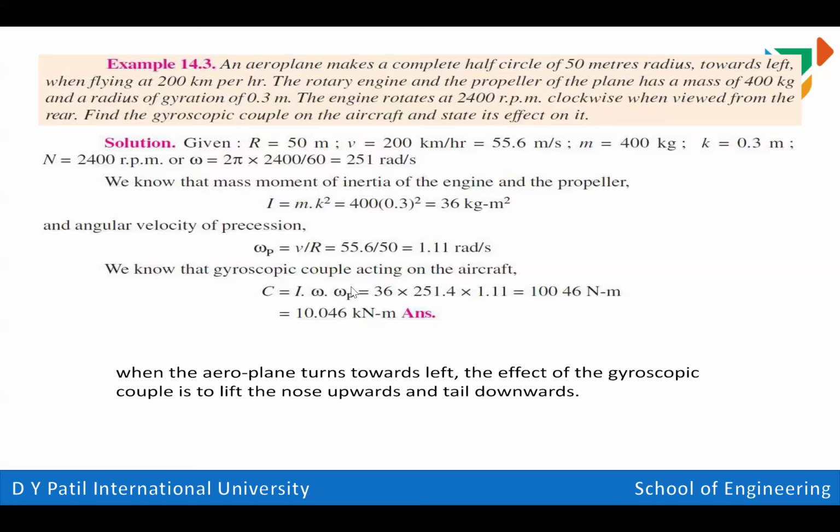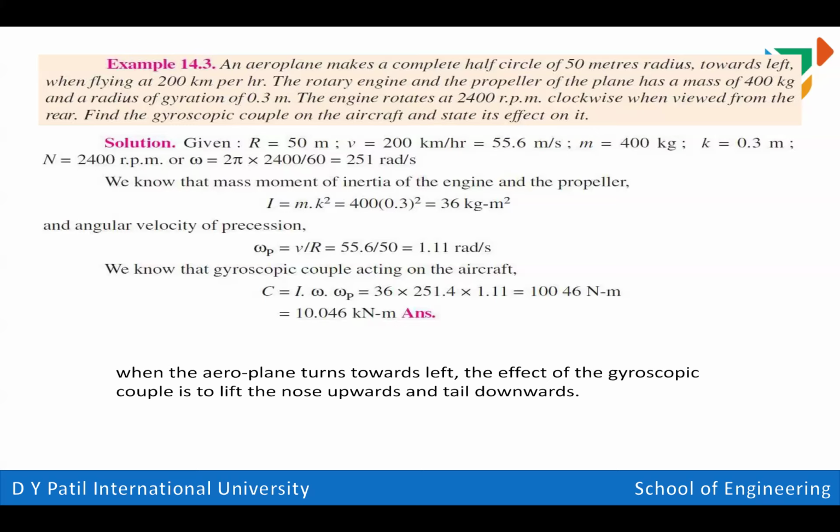Then we have the gyroscopic couple acting on the aeroplane, C equals I omega omega p. So we can put the value of I as 36 kg meter square, omega as 251.4 radian per second, and omega p as 1.11 radian per second. By putting all these values, we have the gyroscopic couple acting on the plane as 10,046 Newton meter, that is 10.046 kilonewton meter. So in this way, we can calculate gyroscopic couple acting on a plane.